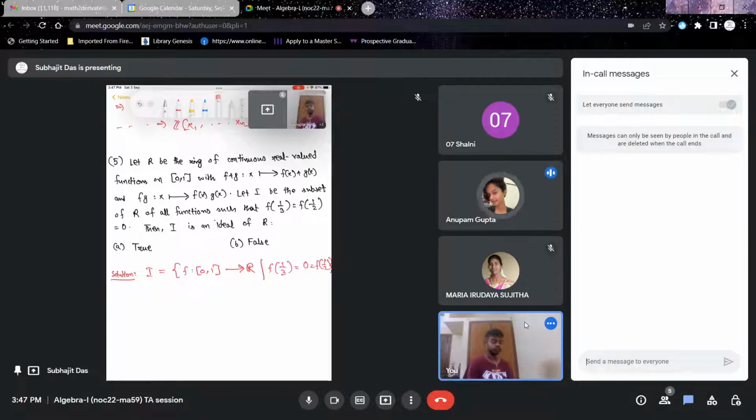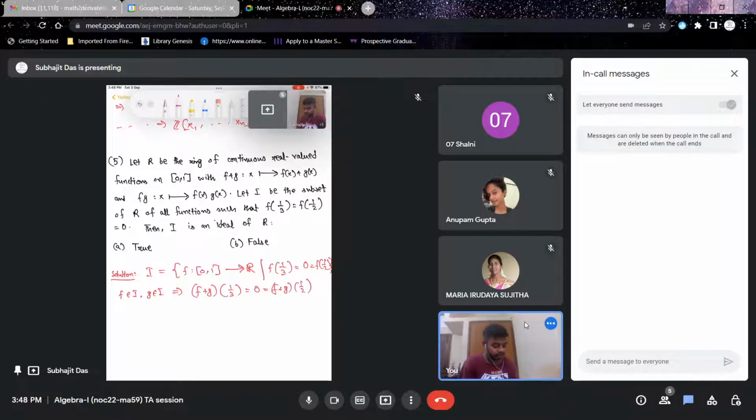It's an ideal, right? Precisely, it is an ideal. And the way to do this is basically you can just use the definition. So take f in I and g in I. This means that f(1/3), f(1/2) and g(1/3), g(1/2) are 0, right? So this implies that (f+g)(1/3) is 0, and (f+g)(1/2) is 0, right?